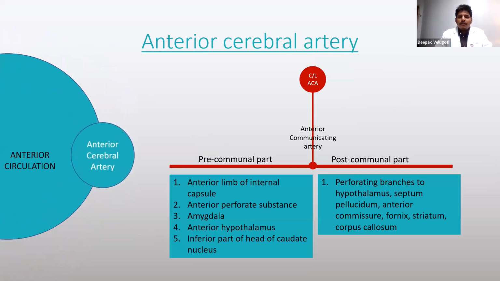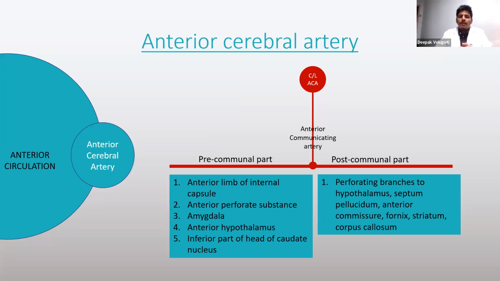Coming to the anterior cerebral artery. The anterior cerebral artery is divided into the precommunal part and the postcommunal part based on the anterior communicating artery joining in between. The anterior communicating artery runs from the contralateral anterior cerebral artery, where it can supply the postcommunal part even when the precommunal part gets infarcted.